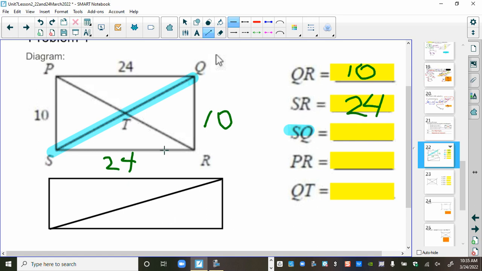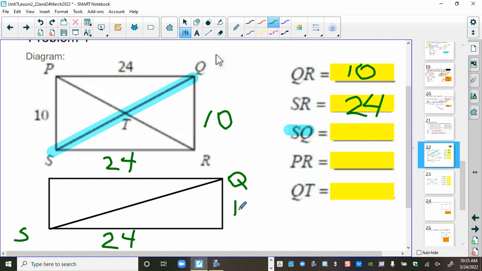And, well, what do we notice, this diagonal from S to Q? What did it form? So we broke this rectangle up into two what? Broke it up into two triangles. Now, what type of triangle do we have? A right triangle. We do have a right triangle.